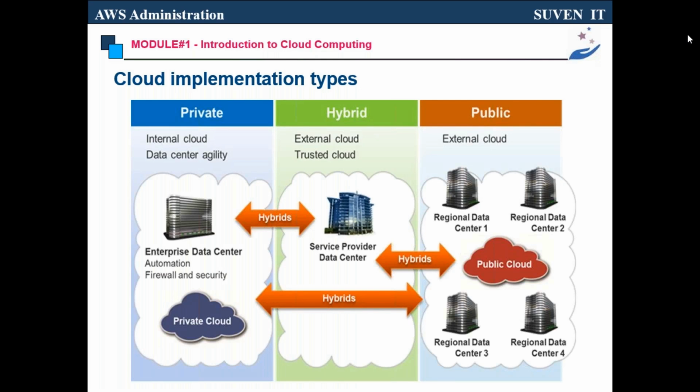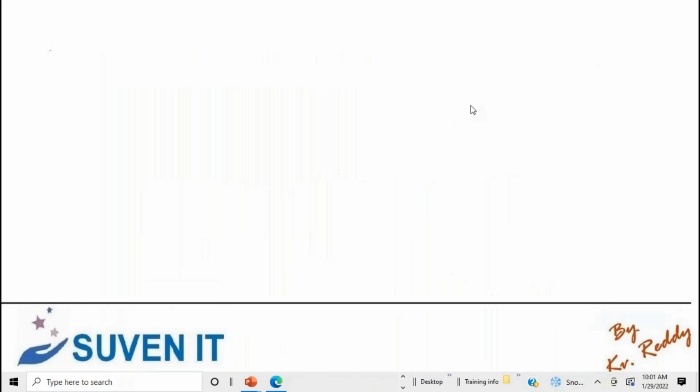Then coming to the cloud implementation types. If you go to cloud implementations, we have three types: private cloud, hybrid cloud, and public cloud. Private cloud means, for example, we have Rackspace, and OpenShift is one of the clouds. Some open source clouds are there, like private cloud. Private cloud means very simple: you can create your own cloud.